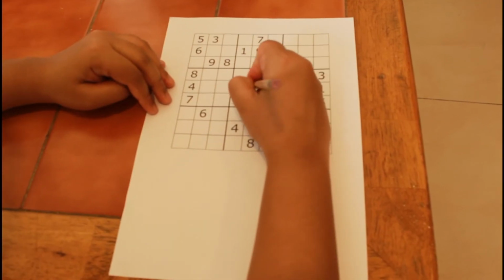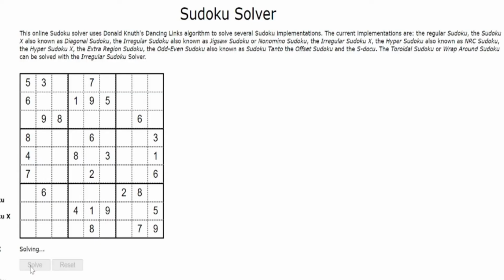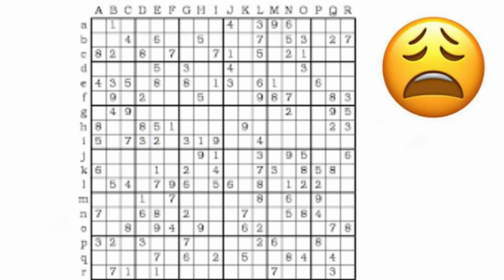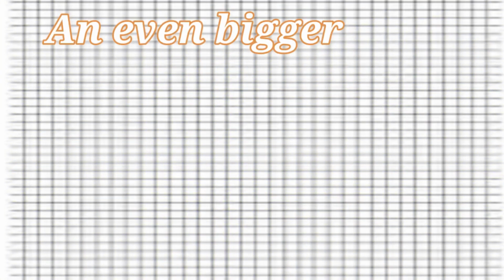A very common NP problem is Sudoku. For a computer, a 9 by 9 Sudoku grid is easy to solve, but increase that to 18 by 18, maybe 25 by 25. As you increase the number of grids, it becomes harder to solve for computers.